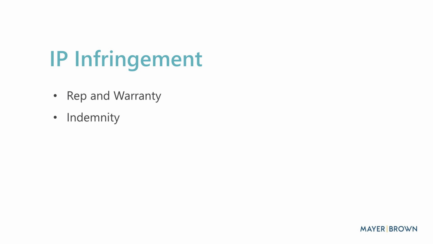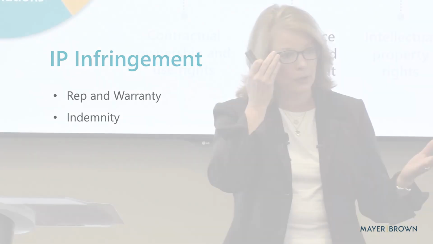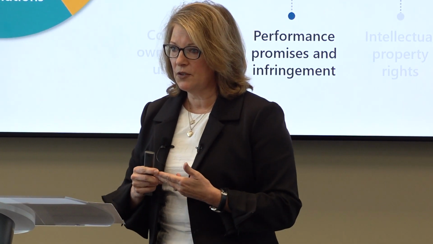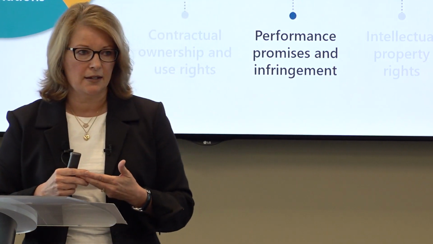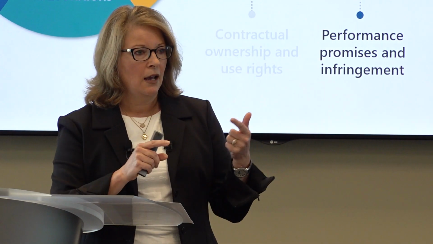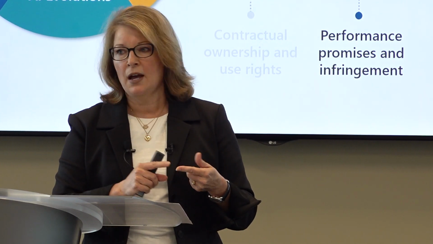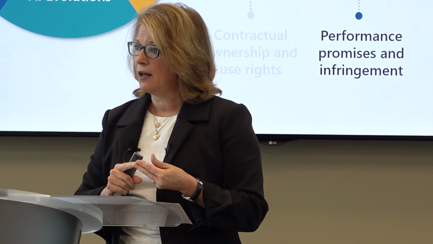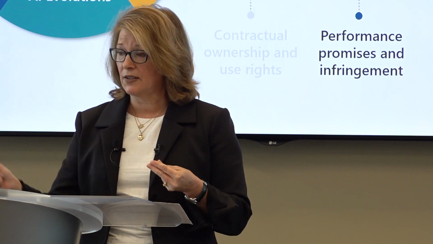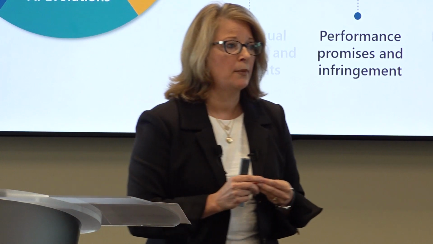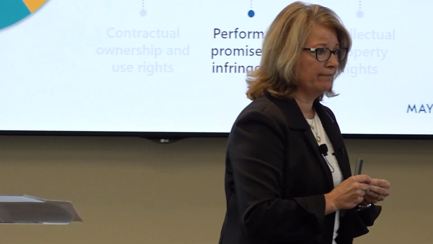As most of you know in the room, because you do tech contracting for a living, there are typically exceptions to reps and warranties around IP infringement and indemnities. And they include: I won't cover things where you're combining it with something that I haven't given you. I won't cover claims that come out of your use of this that is outside of the scope of what we agreed. And I won't cover things where you make changes to what I've given you.